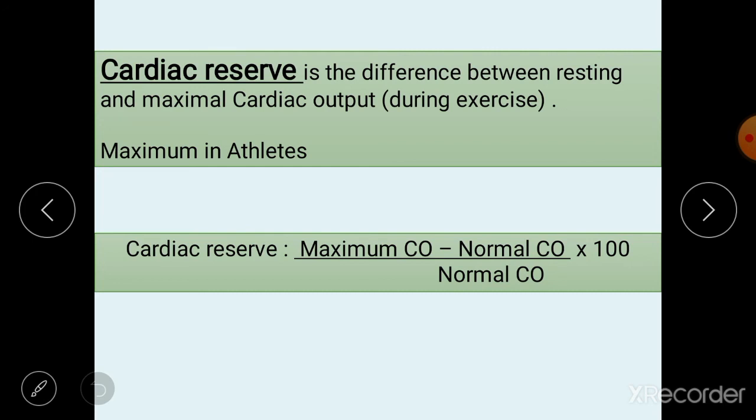The formula for cardiac reserve is the maximum cardiac output minus normal resting cardiac output, divided by normal resting cardiac output, multiplied by 100. So, this definition is very important for your viva and also for your written examinations.